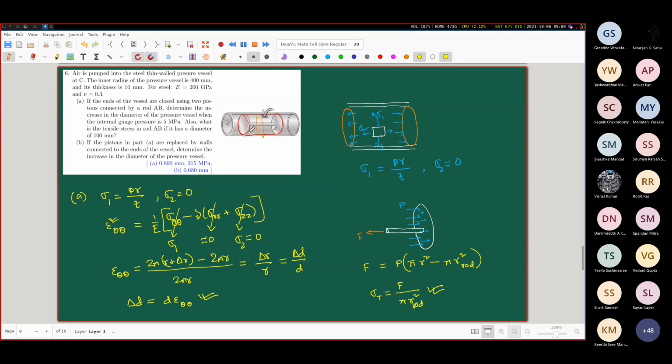I hope there will be no problem here, because when you're doing part B, you will have to consider a non-zero value of sigma 2. The longitudinal stress that will come out as PR by twice T, very much non-zero.